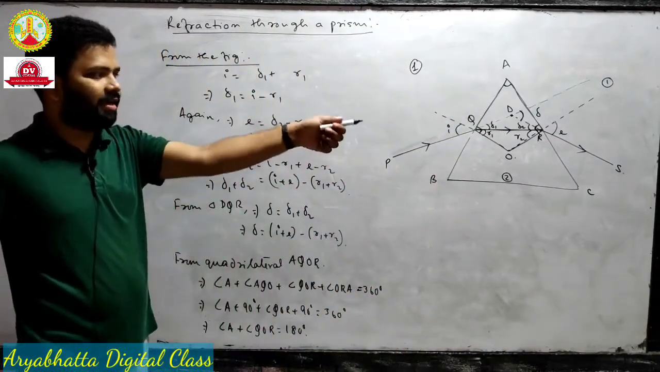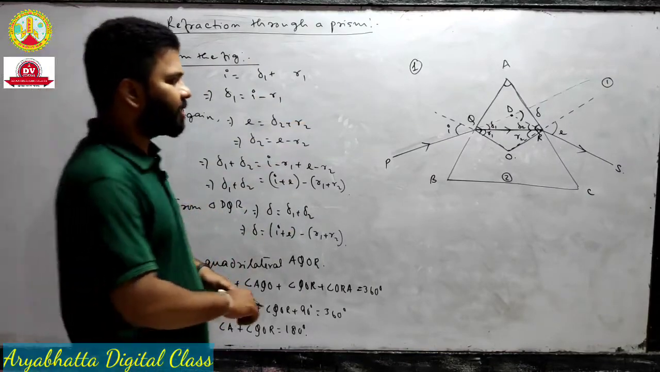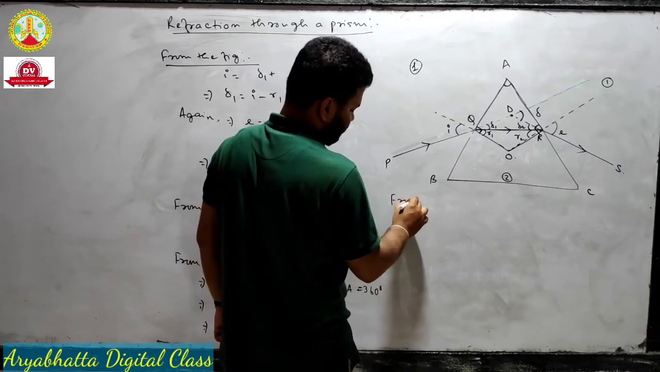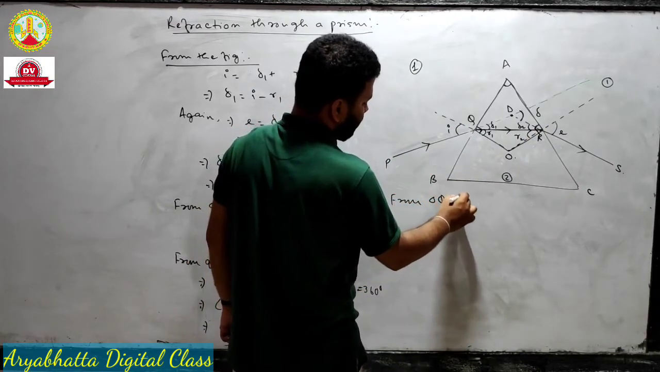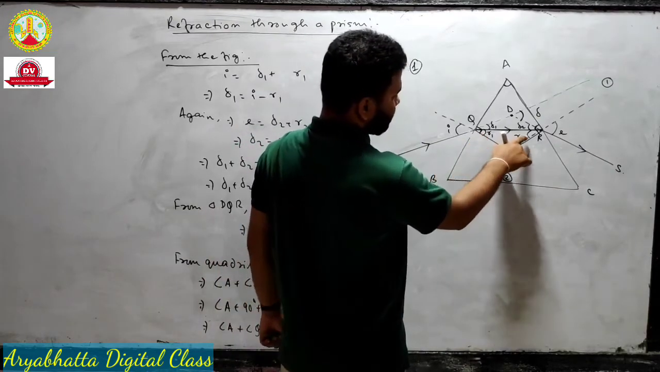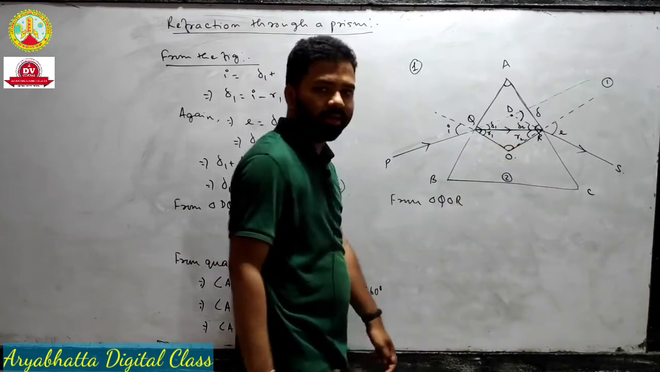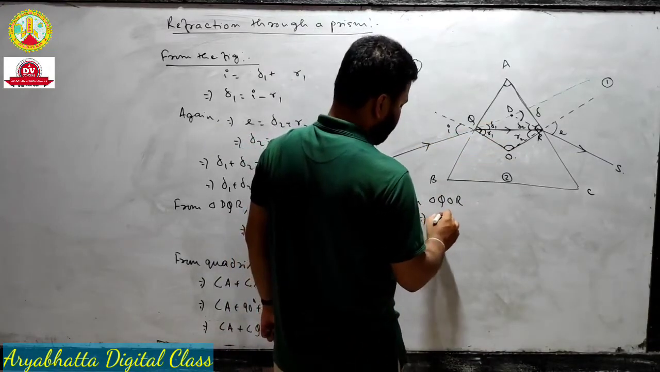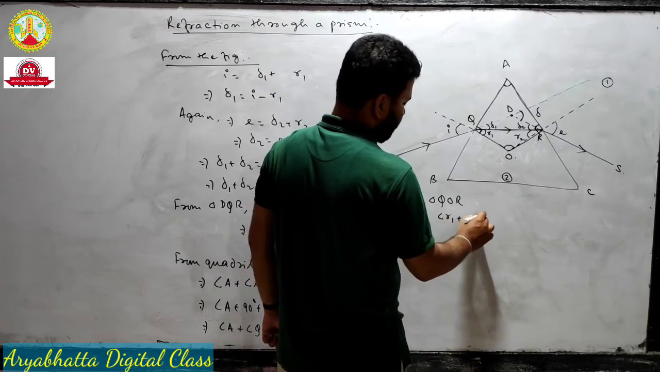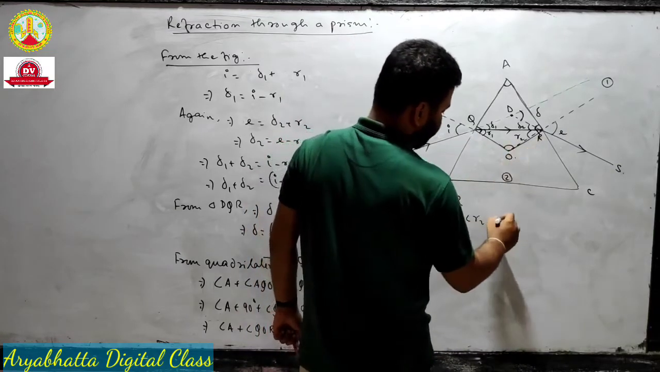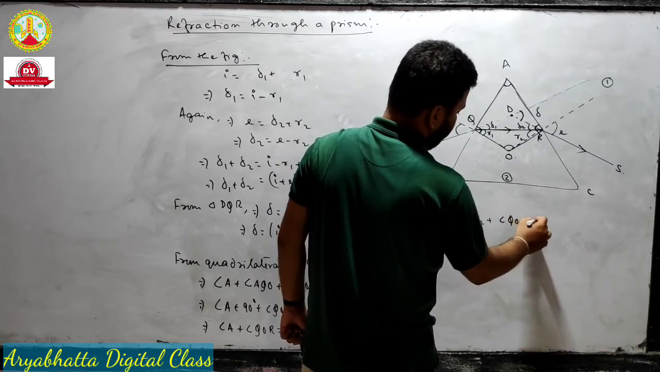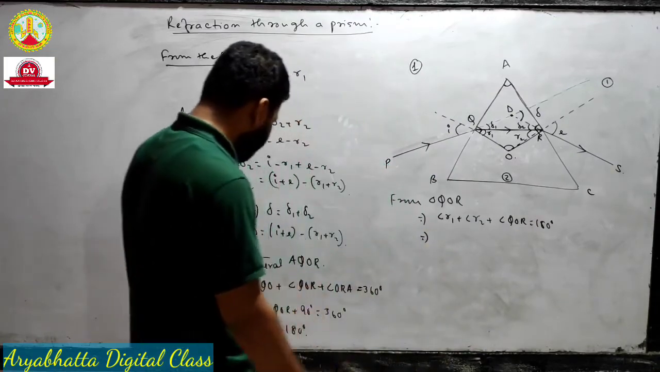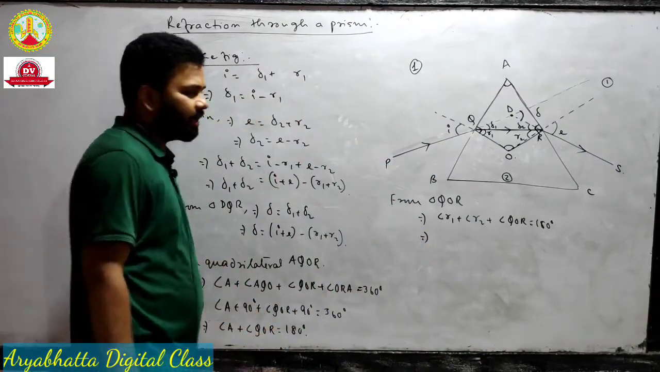Now you look at the triangle QOR. Can you see this triangle QOR? So from triangle QOR, R1 plus R2 plus this angle is equal to what? 180 degrees. Sum of all the angles is equal to 180 degree. So we will write angle R1 plus angle R2 plus angle QOR is equal to 180 degree. Now what is 180 degree? Angle A plus angle QOR.